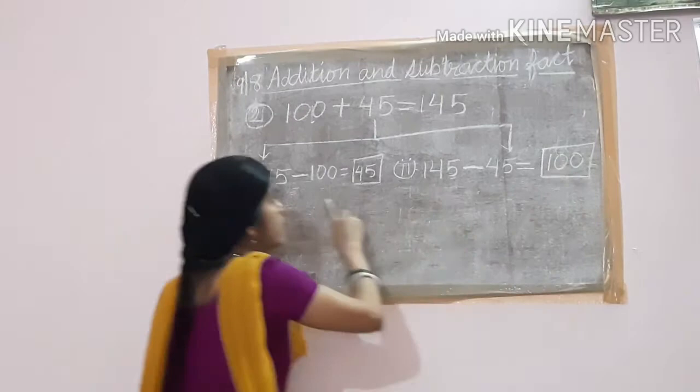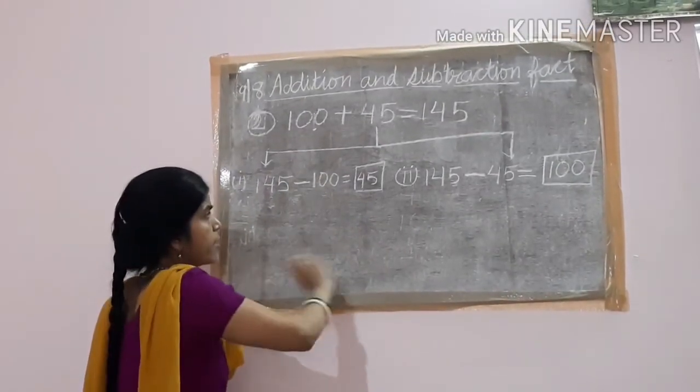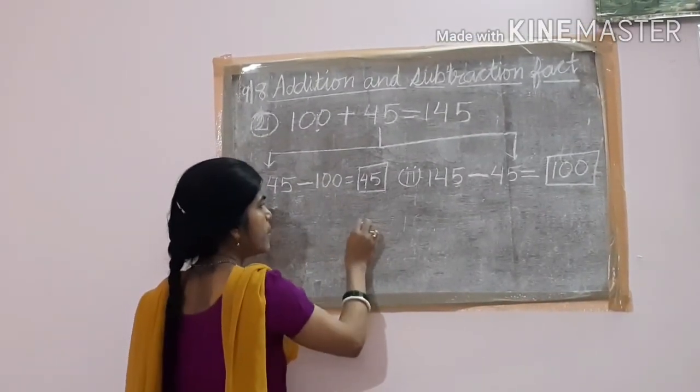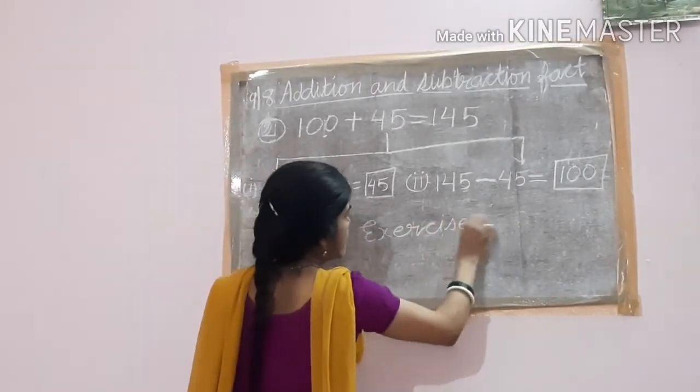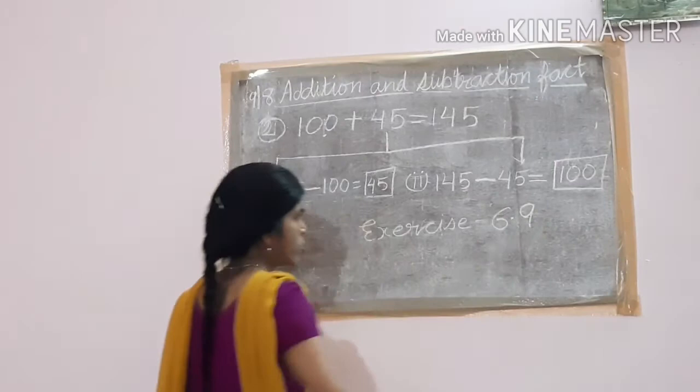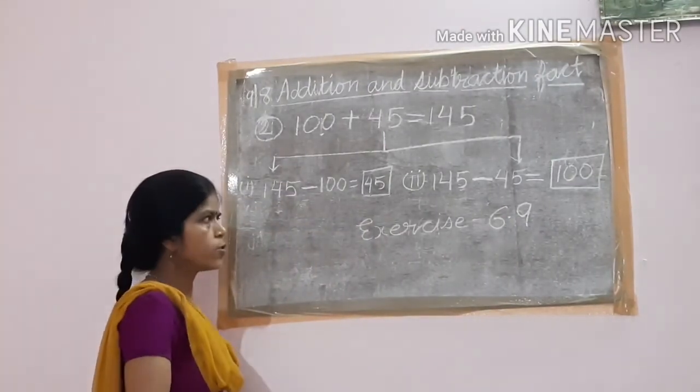So children, these things are given in your book, exercise 6.9. So today you will complete it in your book.